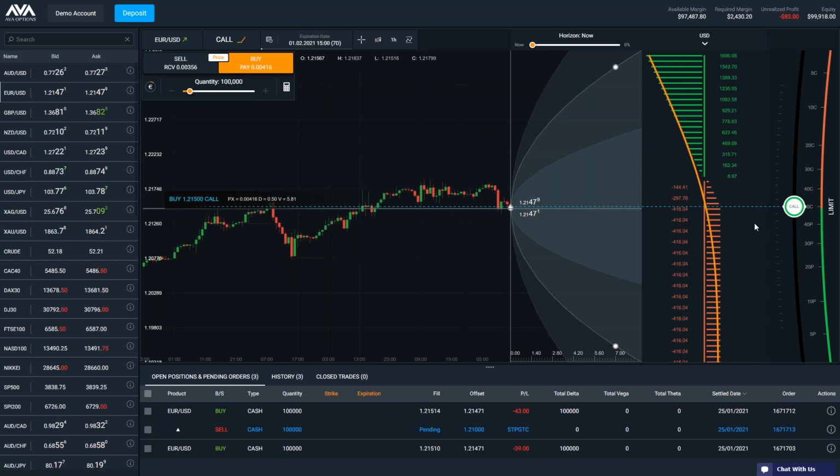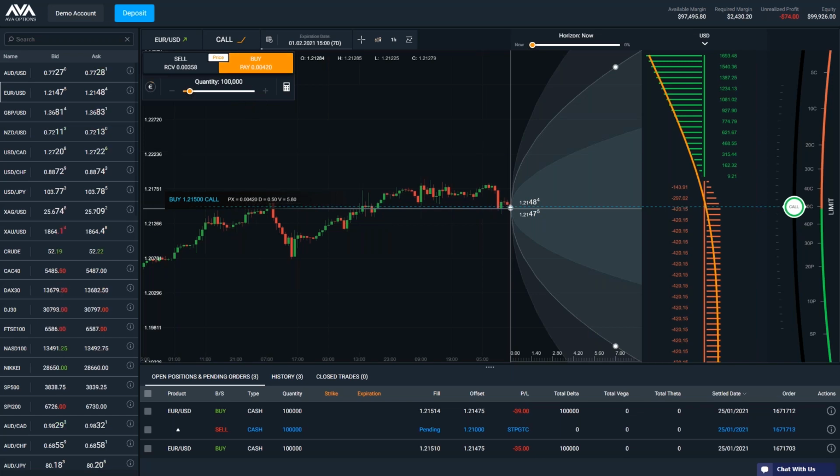So this is a call option. A call option gives you the right to buy, but not the obligation to buy, an asset at a specific price on a specific date. So this is a 121.50 call. You have the right to buy euros at 121.50 against the dollar in 1 week. It will cost you 41 pips or 42 pips.